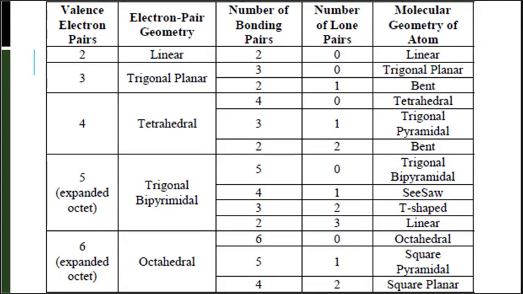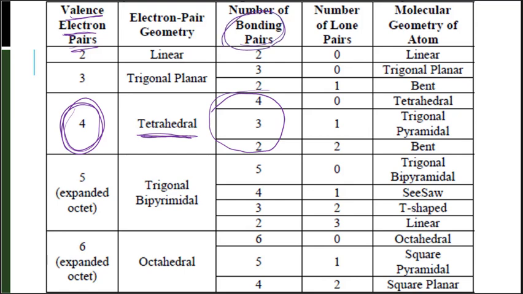I'm going to go back to this chart and show that looking at our valence electron pairs, we had 4 bonds, so our electron pair geometry is tetrahedral. And that puts us into this bracket. So how many bonding pairs did we have? We had 4 H's and no lone pairs. So it is a tetrahedral shape.